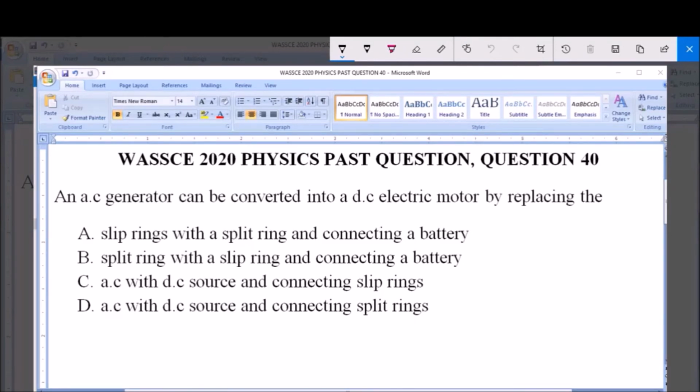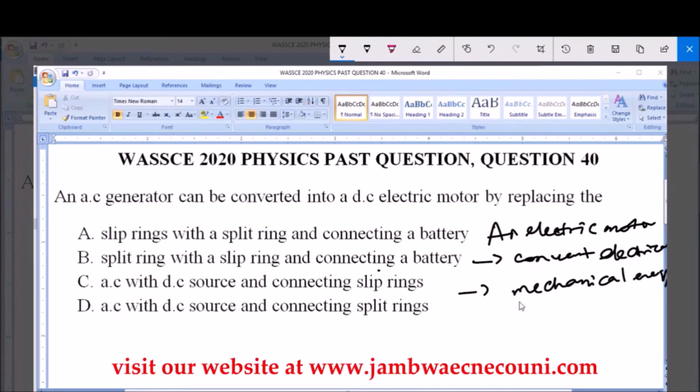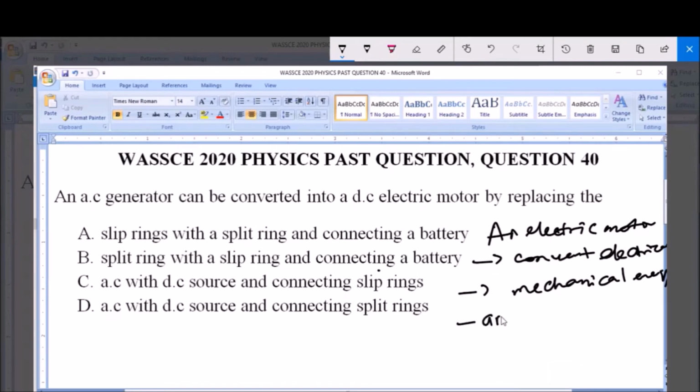So the question is asking us that for an AC generator to be converted to a DC electric motor, the following things have to be put in place. Now, an electric motor is an electric device that converts electrical energy into mechanical energy. That's an electric motor. Now, this electric motor has various parts. One of the parts which is very important is the armature. It has an armature. It has a powerful magnet that produces a powerful magnetic field.